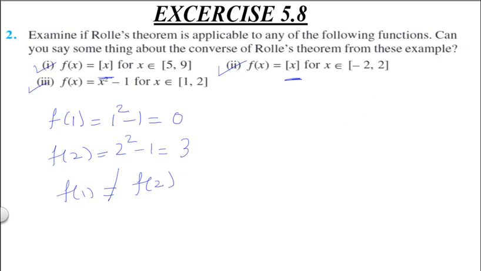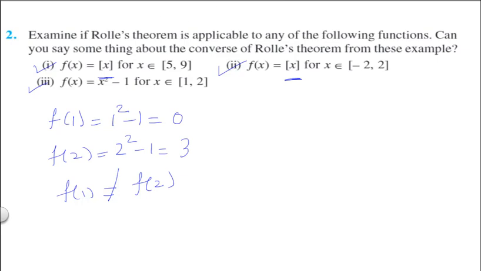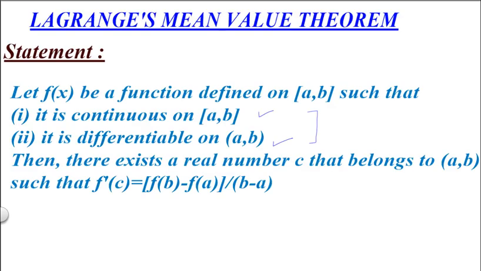Clear? Let us go to the new concept now, which is Lagrange's mean value theorem. The statement goes like: let f(x) be a function defined on [a, b] such that it is continuous, which is the first condition, and it is differentiable. There are only two conditions necessary for Lagrange's mean value theorem. It should be continuous and differentiable. If these two conditions are satisfied, there will exist a real number c that belongs to (a, b) such that f dash c is equal to f of b minus f of a divided by b minus a.